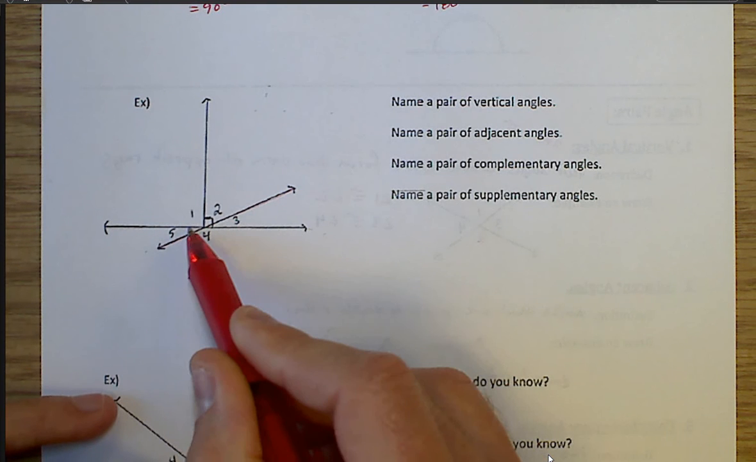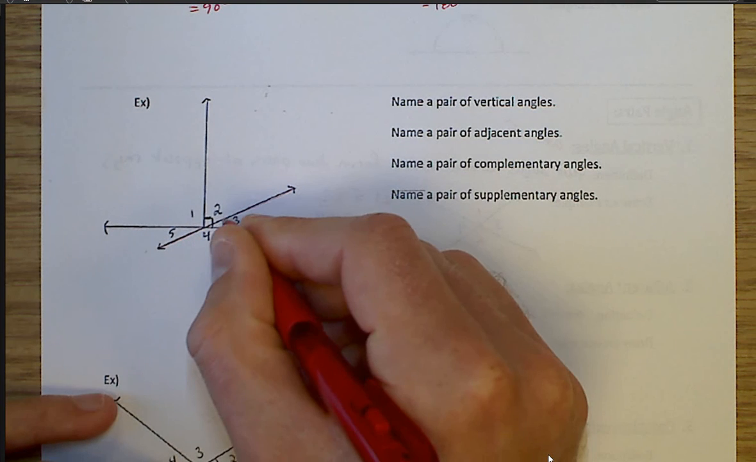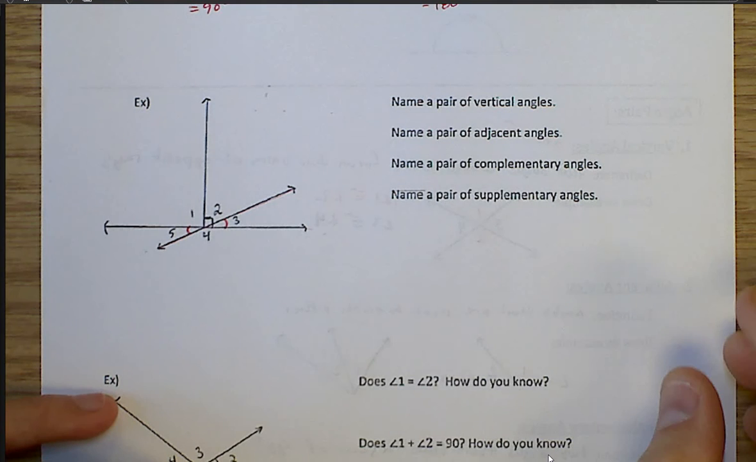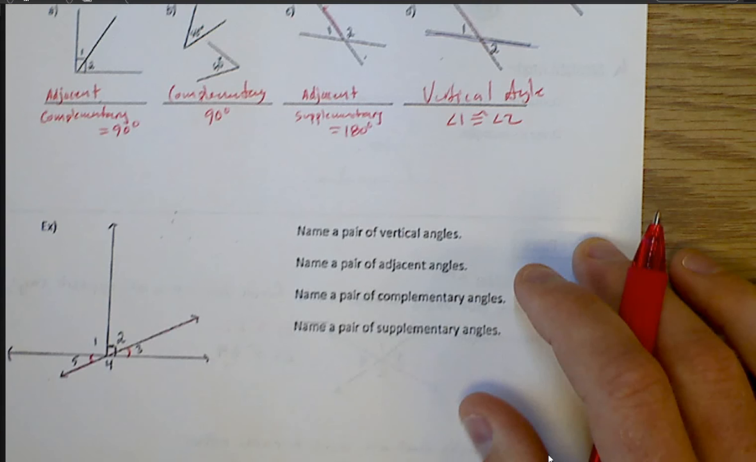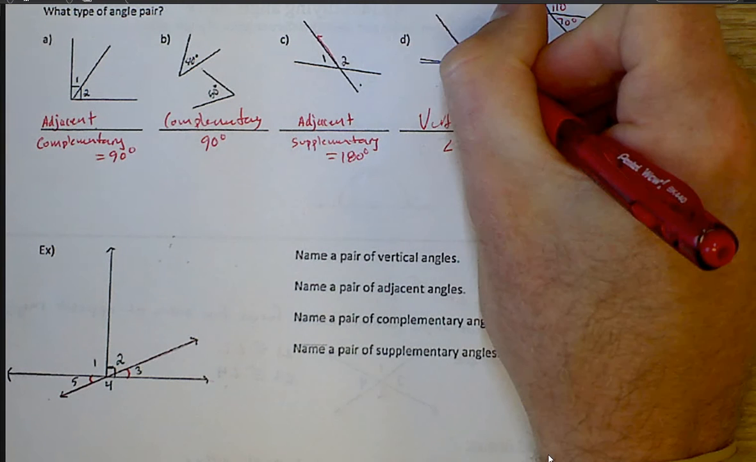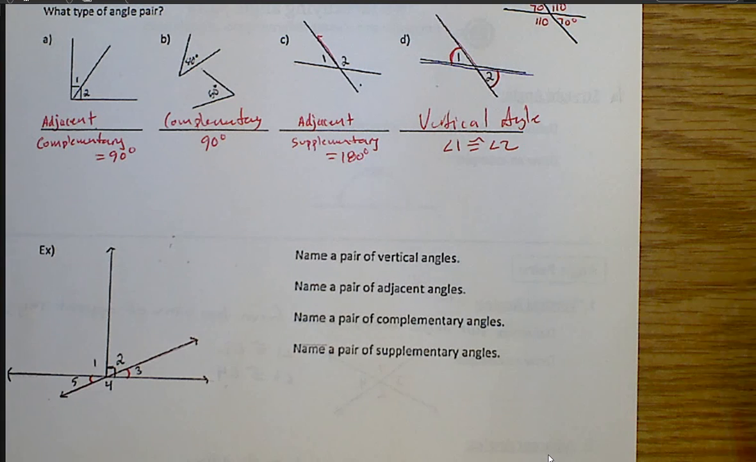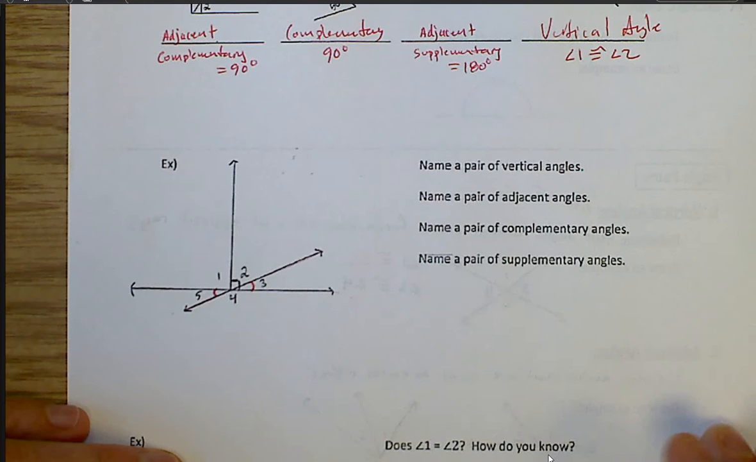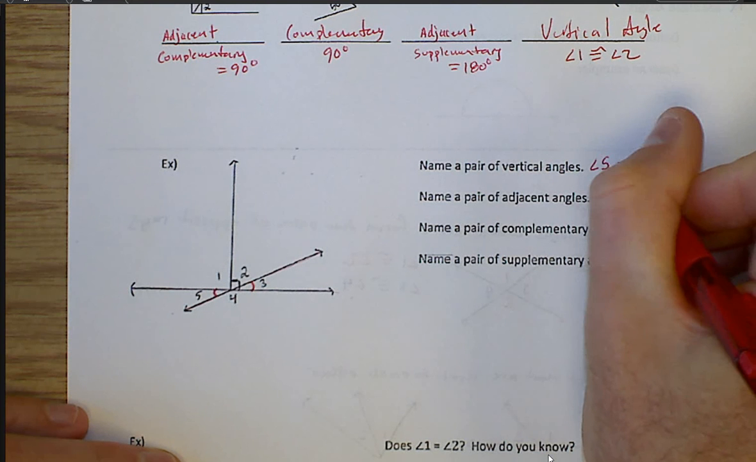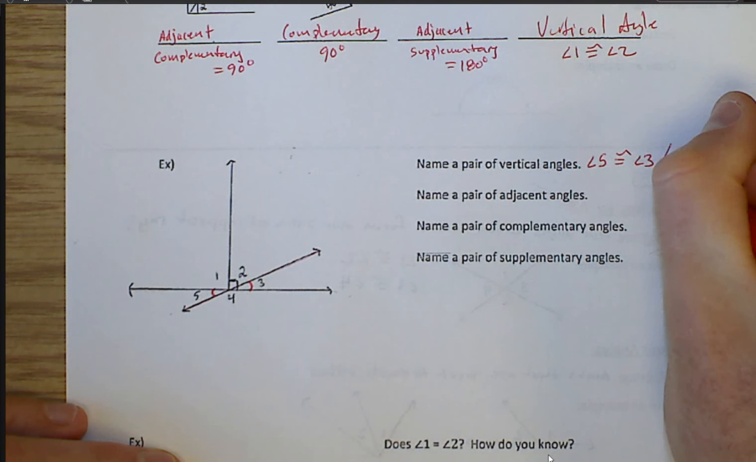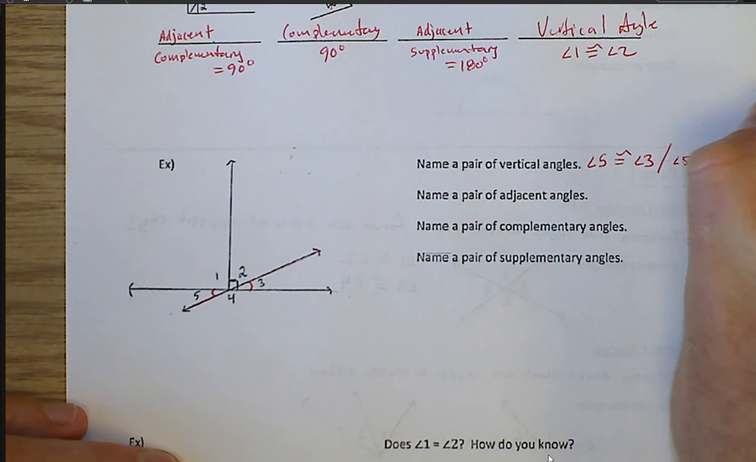5 and 3. I'm going to put my little marking, this means congruent, by the way, when you see these little markings here. I should probably go back and put those on my other angles. When you see those little half moons in red, those mean vertical angles, okay? So angle 5 is congruent to angle 3. That's a pair of vertical angles. If you wanted to just put angle 5 and angle 3, those are vertical angles.